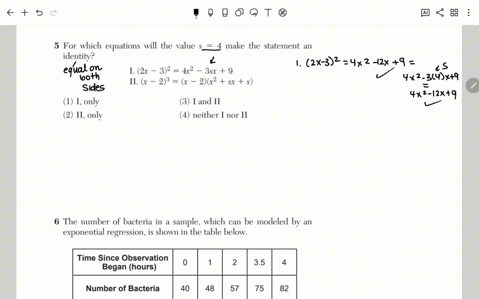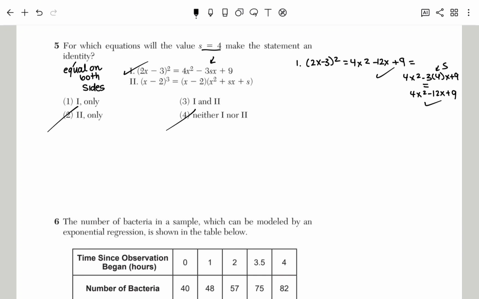Are they equal? Yes. Is this an identity? Yes. So s works for equation number 1. So I can eliminate answer choice 2 and answer choice 4, because 2 says only 2 will work when we know 1 already works. Answer choice 4 we can eliminate because it says neither 1 nor 2. Answer choice 1. Now we check answer choice number 2.